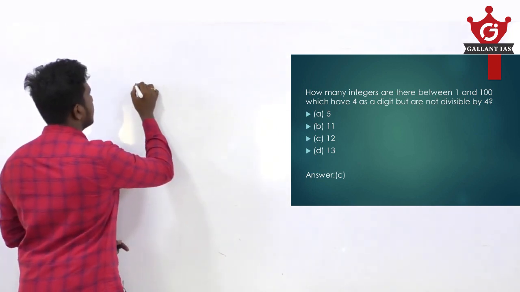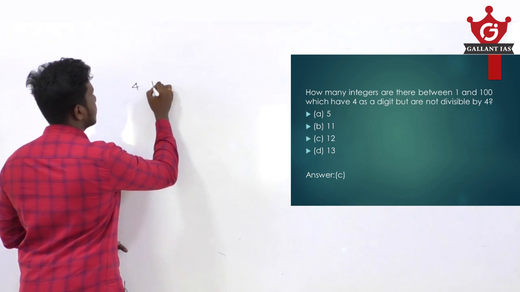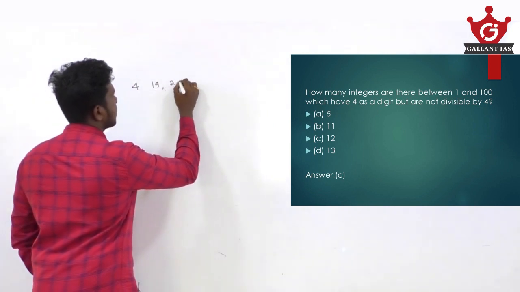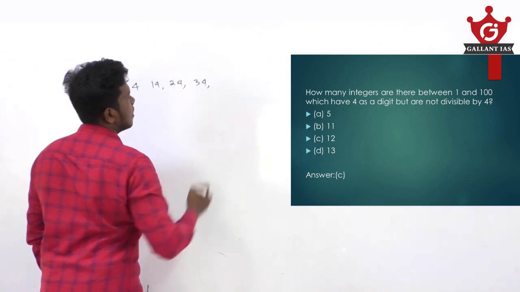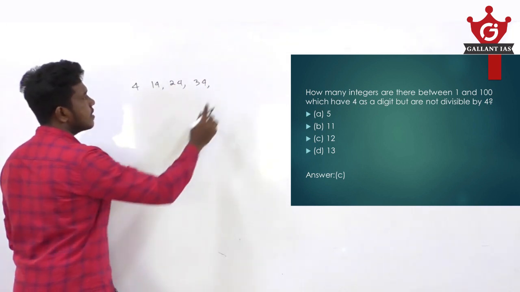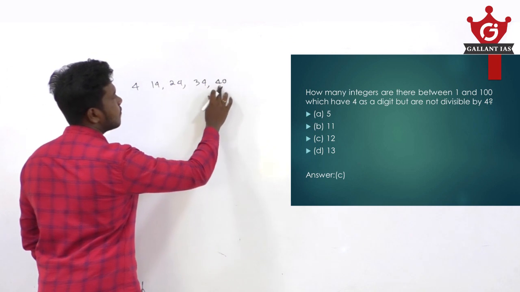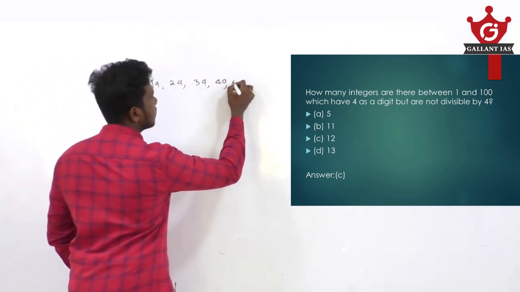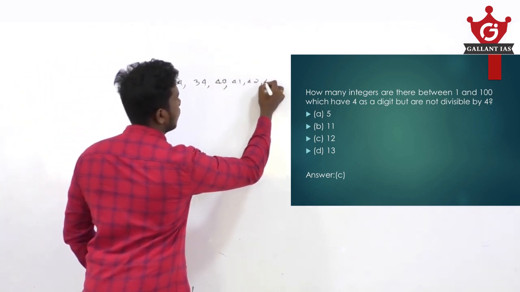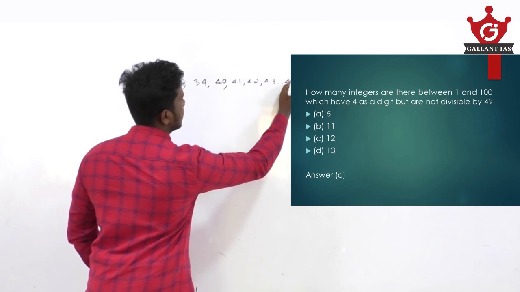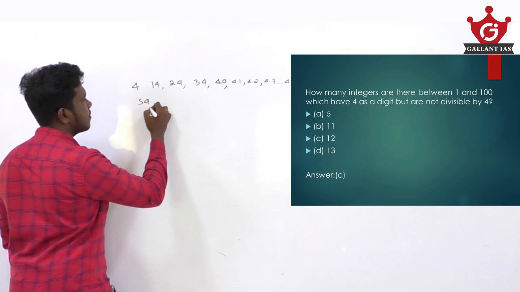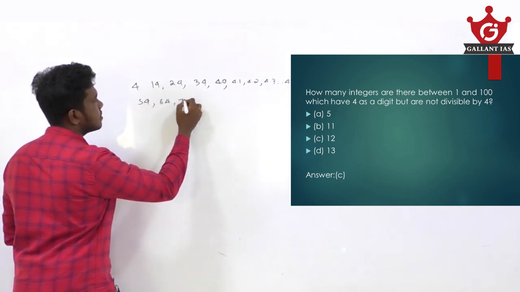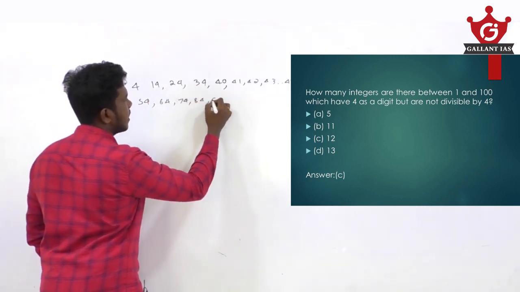So, 4, next will be 14, 24, 34. After 34 it will be 40, right? Because 40 contains 4. Then 40, 41, 42, 43 up to 49. Then after 49 it will be 54, right? Then 64, 74, 84, 94.